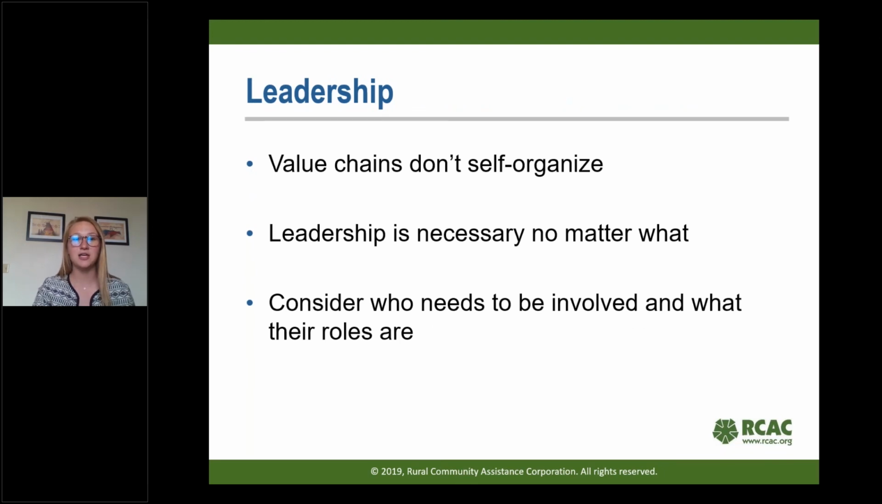Remember, a value chain does not self-organize. Leadership is necessary no matter who owns it or controls it. So always ask, who is the leader? Who is the owner? Who controls it? And who is the coordinator that is linking the partners together?